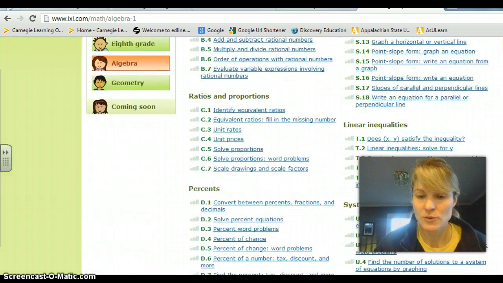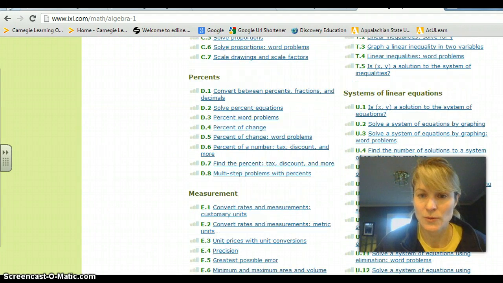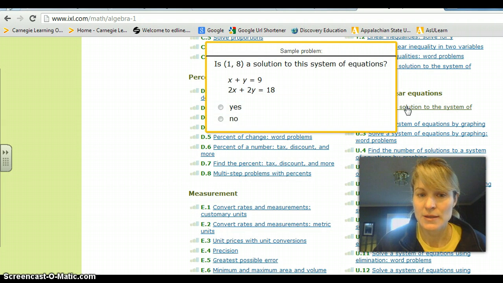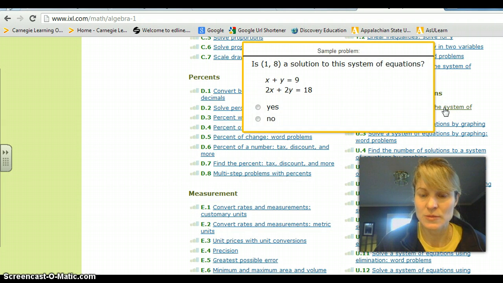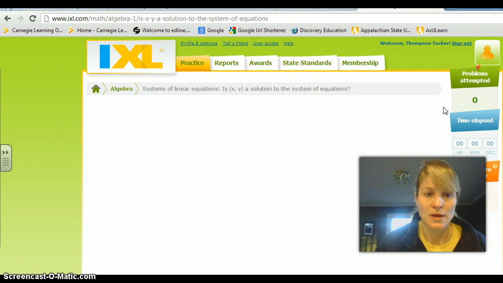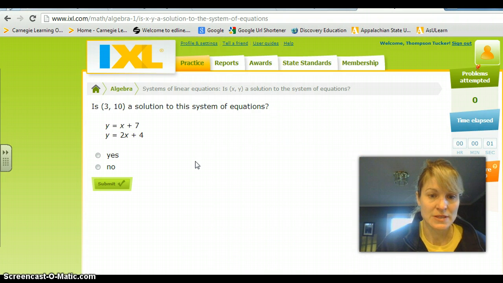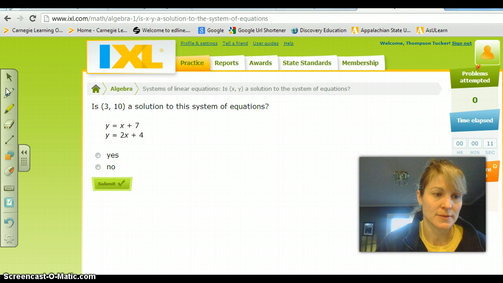Then you're going to go down to U1 under systems of linear equations, which is what we talked about today: is (x, y) a solution to the system of equations. So you're going to perform these tasks. This is my first one, and it says, is (3, 10) a solution to the system of equations? Well, it's asking if (3, 10) is the break-even point.